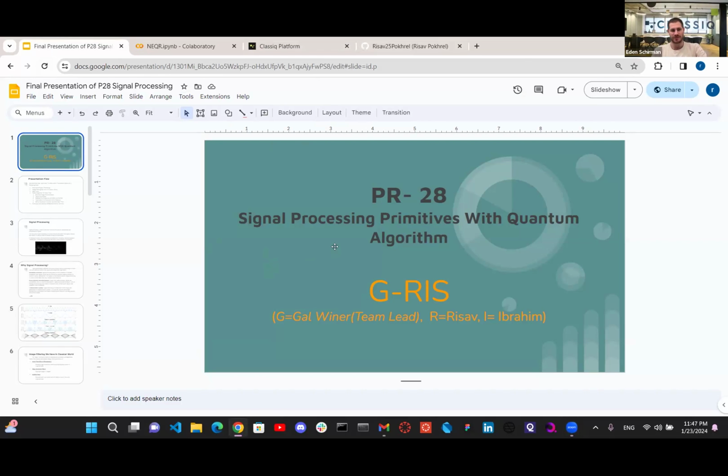Good luck. Okay. Our project is 28, signal processing primitives with quantum algorithms. We have Galvin as our team leader, and myself representing Nepal, and Ibrahim from, I forget his country.